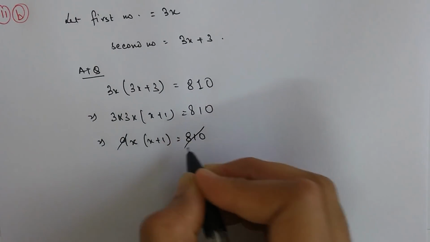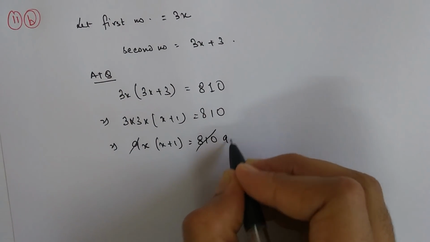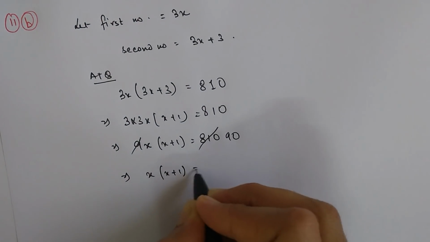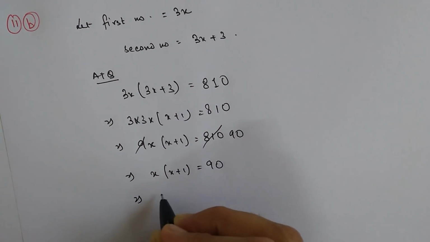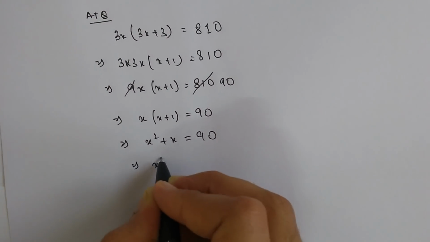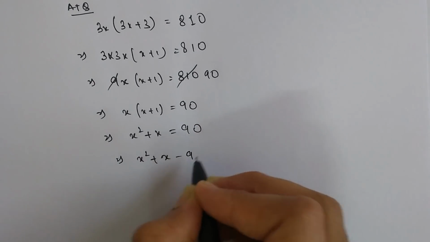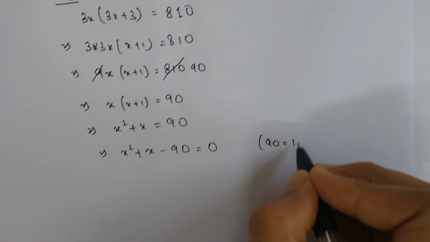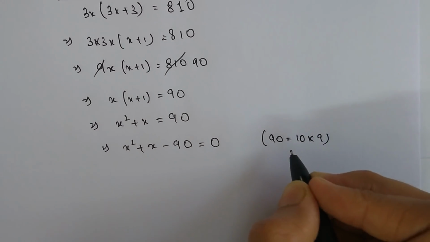So 9 gets cancelled out and we get 90. Therefore x into (x plus 1) is equal to 90. We'll solve this. What do we get? x square plus x is equal to 90. Therefore x square plus x minus 90 is equal to 0. We know that 90 is equal to 10 into 9. So we'll use this to factorize it.